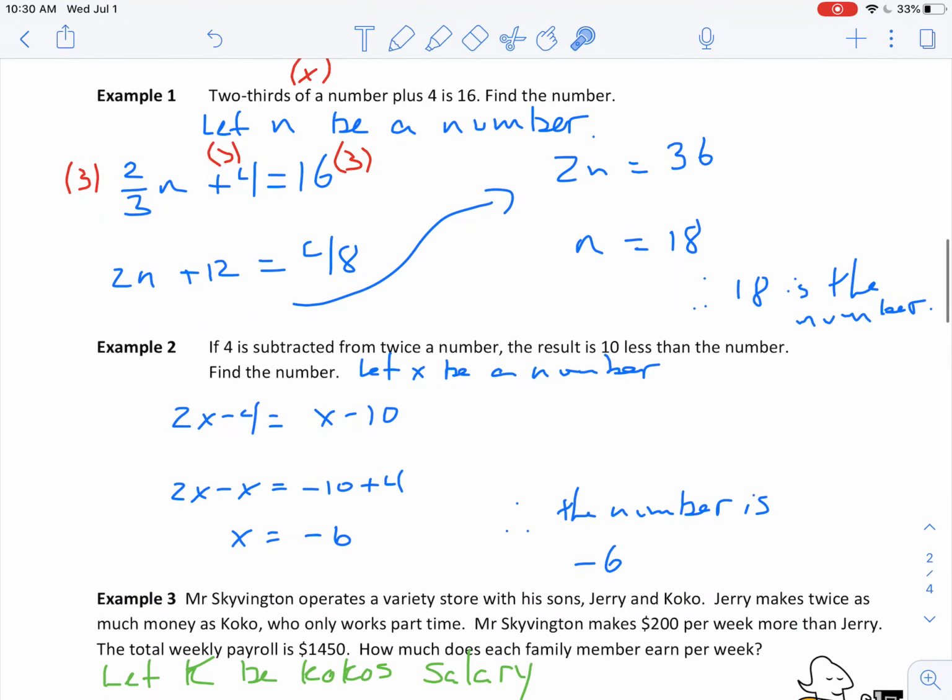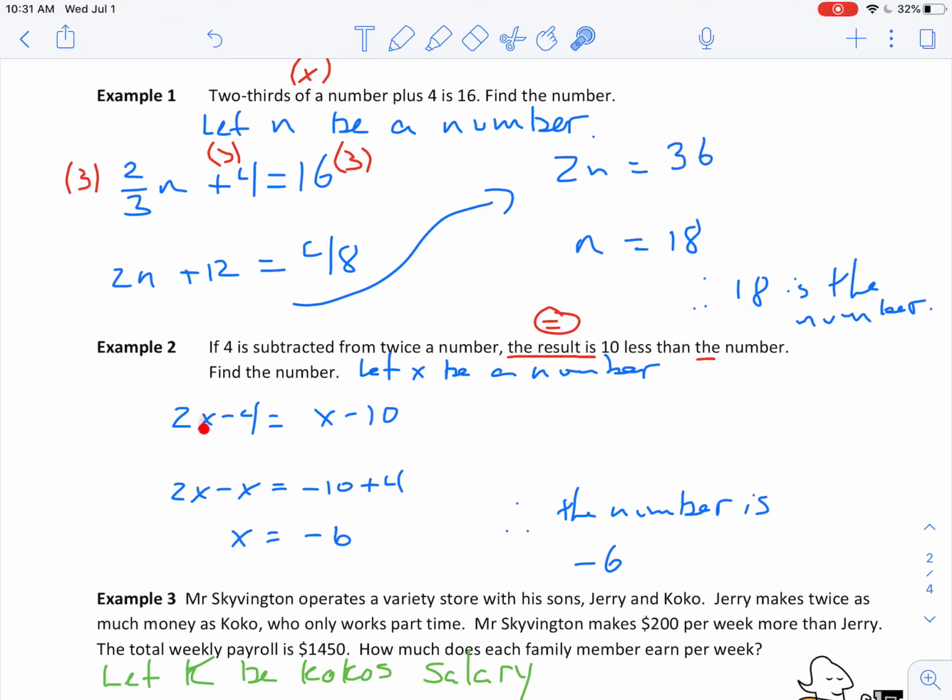Example number 2. If 4 is subtracted from twice a number, the result is 10 less than the number. So now we need to find the number. We're going to say x is going to represent that number, or let x be a number. The key language in here, 4 is subtracted from twice a number. The result is, this is a key piece of information. That essentially means equals 10 less than the number, and that's the same number. So if I let x be a number, 4 is subtracted from twice a number, so 2 times a number, subtract 4, and the result is 10 less than that same number.